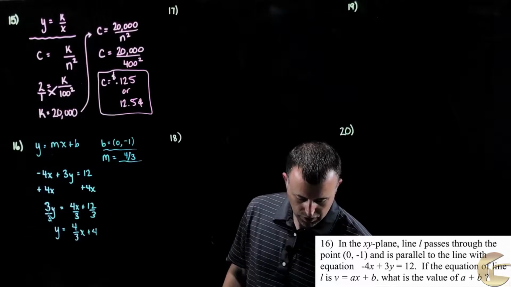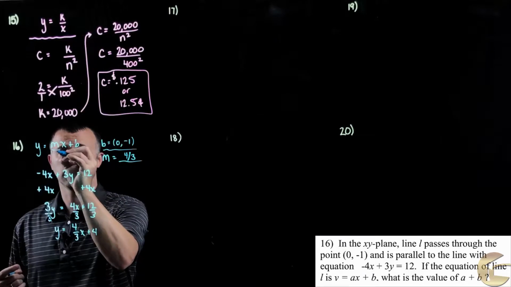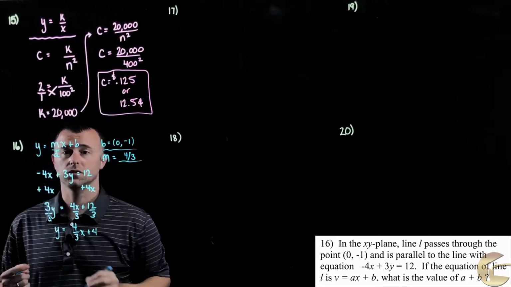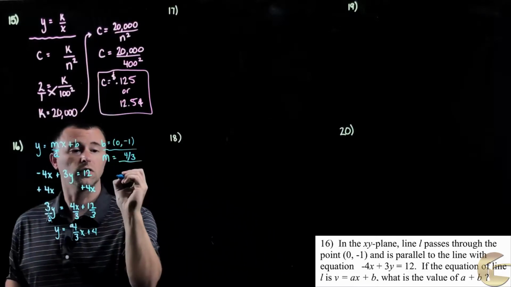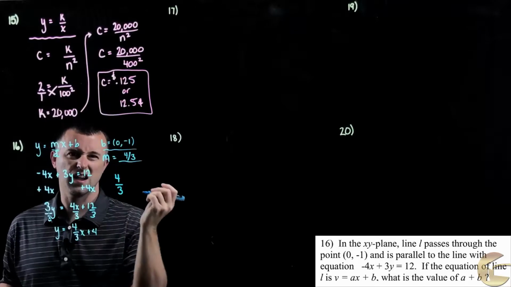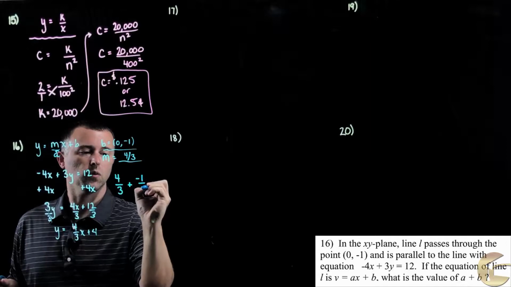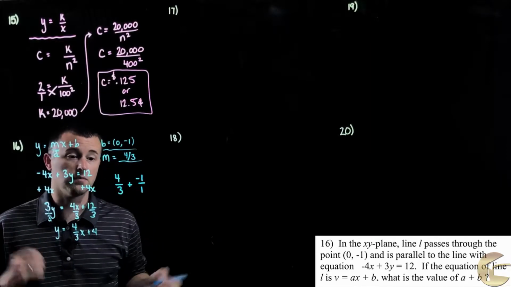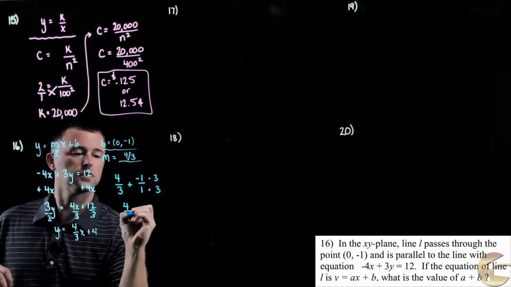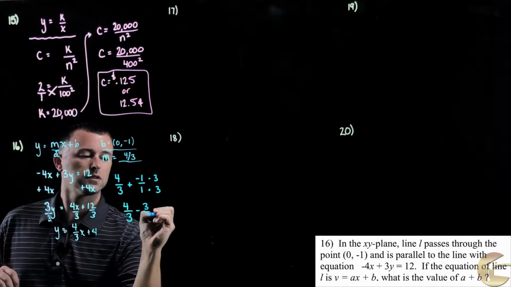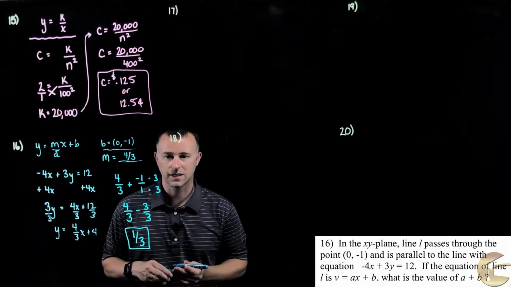They told you the equation of the line L is y equals ax plus b. That's really just saying this is a. So they want you to take my slope and my y-intercept and add them up. So I'm going to go 4/3, this is my a, or my m, plus -1. I'm going to call this -1/1, and find the common denominator and add them up. We're going to multiply this by 3. So I have 4/3 minus 3/3, and that's going to equal 1/3. And that's going to be your answer for number 16.